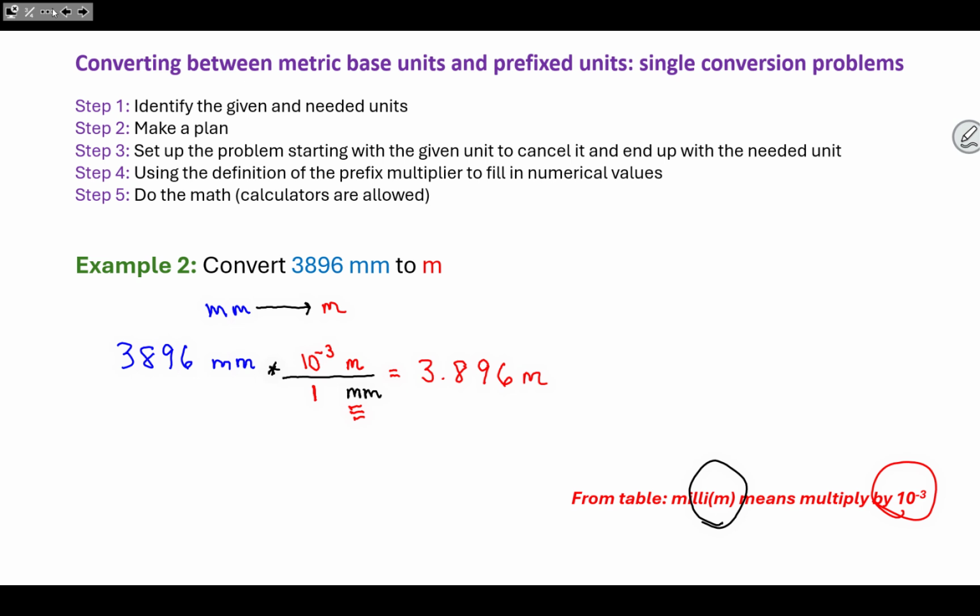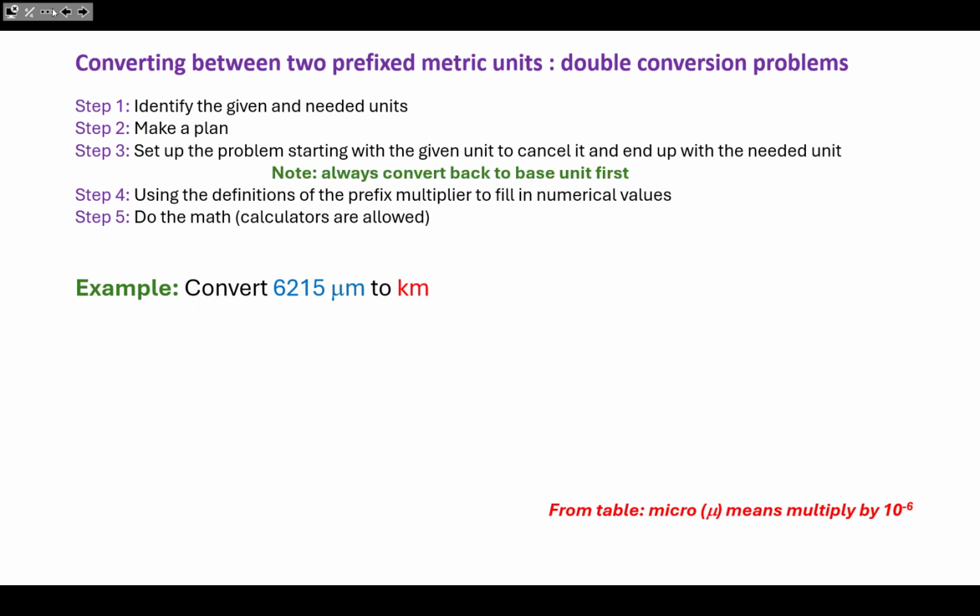Now, life isn't always this simple. Sometimes we're required to use multiple steps, or if we're given 2 prefixed units, how do we deal with that situation? In this problem, I am given a prefixed unit and I'm asked for a prefixed unit. So this is a 2-step problem. I always encourage my students to convert back to base. So we want to start with our given micrometers, and end up with our needed kilometers.